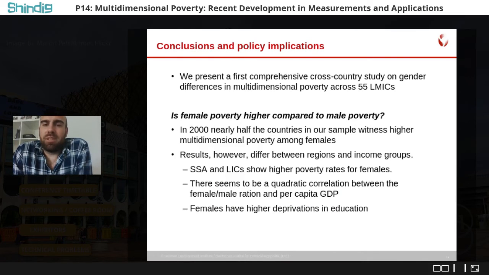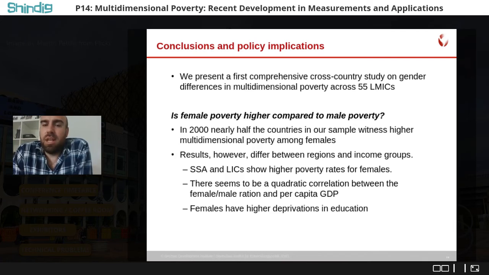And to go back again to the study, we studied gender disparity in multidimensional poverty across 55 lower middle income countries. And we wanted to answer two questions. The first question was whether female poverty is higher compared to male poverty. And we look at 2000 as the year.